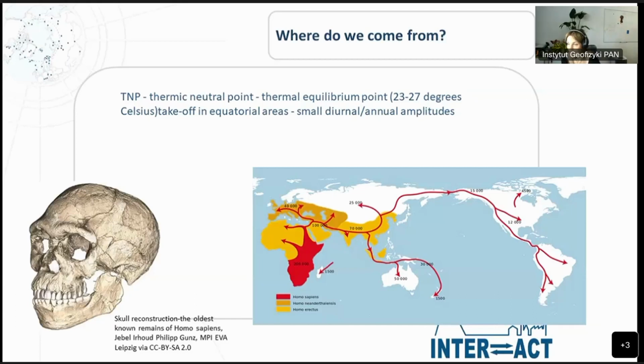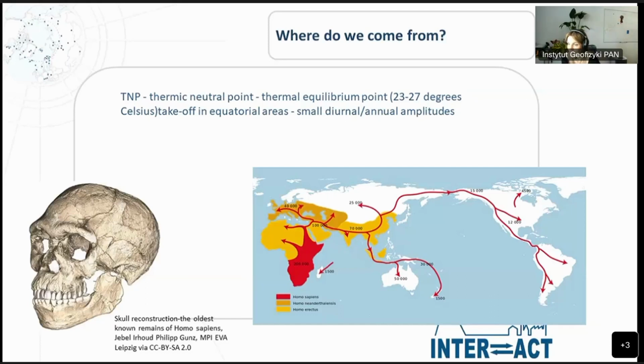So that was perfect. So the area around the equator was ideal in this respect, especially as the differences between the warmest and coldest periods are minimal. So small diurnal and small annual amplitudes of temperature.